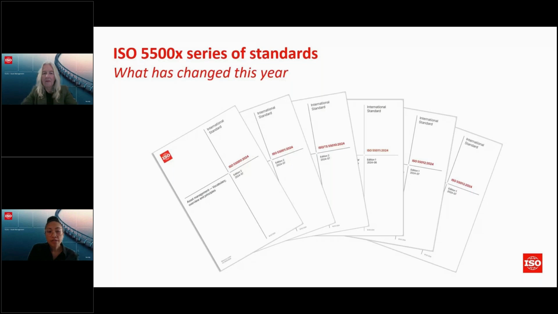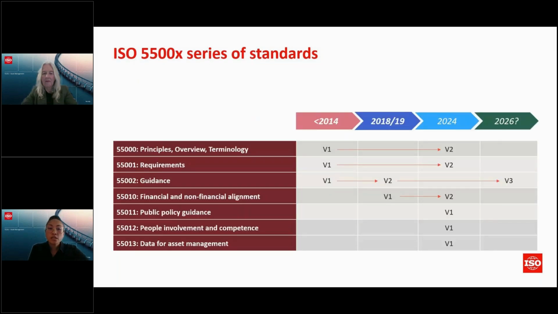I think this table here summarizes it quite well. So we have the first iteration of the 55,000, 55,001, and 55,002 international standards. The first iteration was about 10 years ago, and we go through a systematic review process in which we review and update according to relevancy and feedback about every 10 years. And so version 2 of 55,000 and 55,001 are out as of July this year.